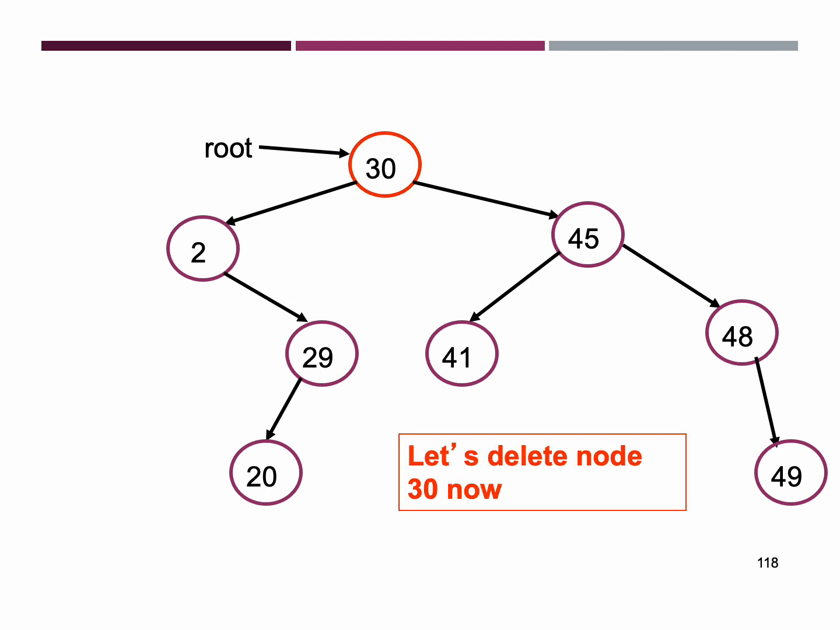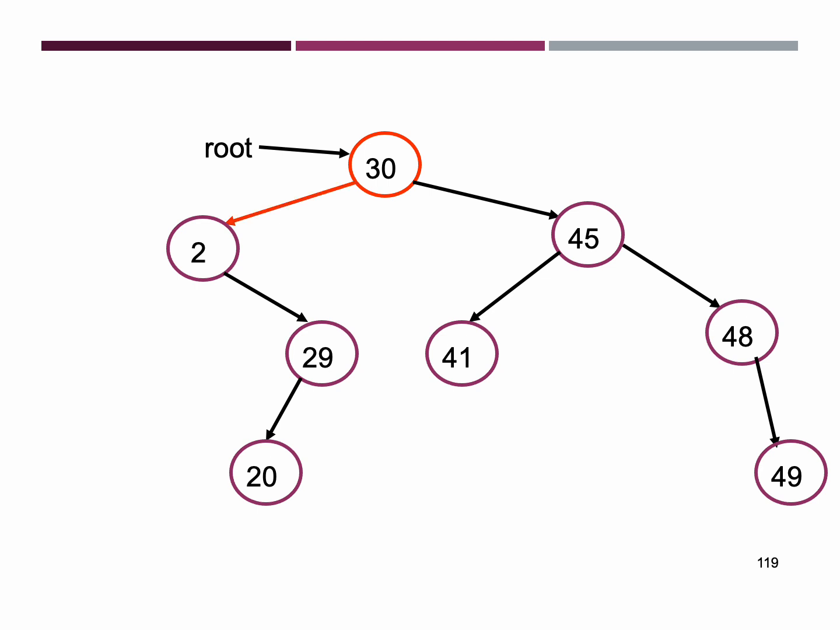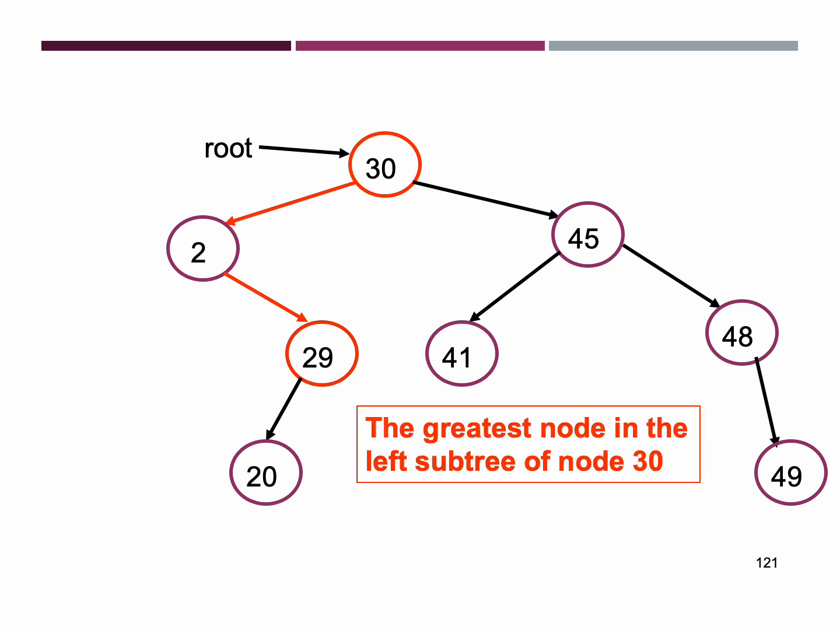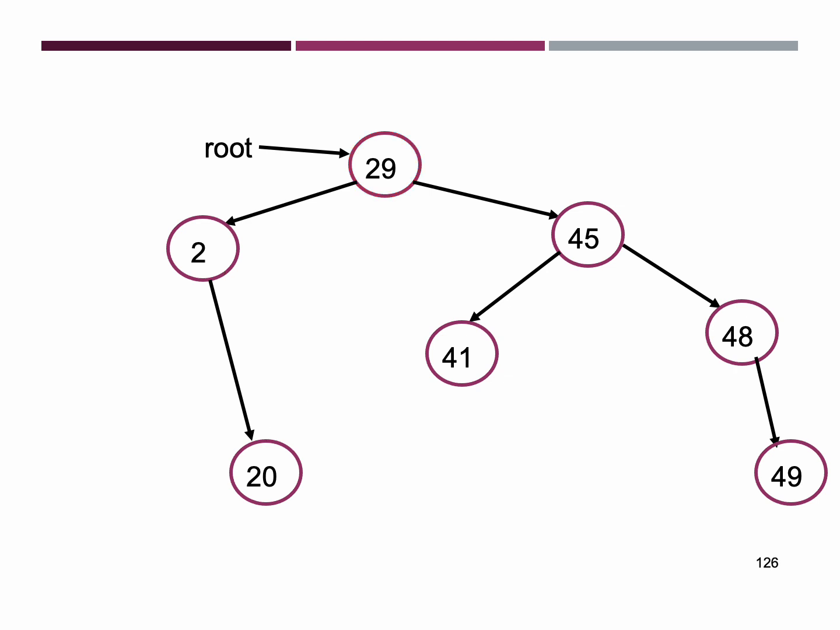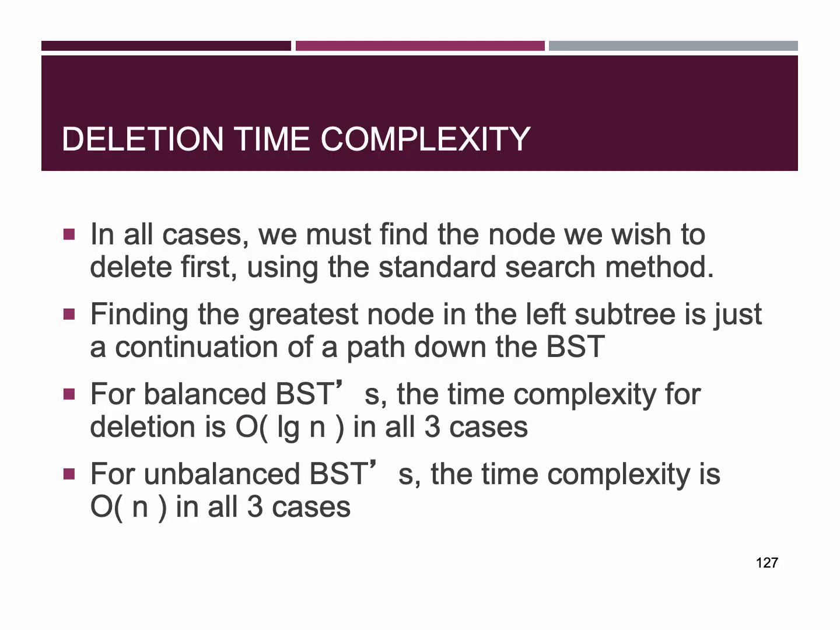So let's delete node 30 now. We'll do the same thing. We'll go left, then we'll go right, and then there's no other right. The greatest node in the left subtree of node 30 is 29. So we'll copy this again, and this time the lower red node has one child, which is 20. To delete it, we use case 2 deletion, placing 20 under 2. So it's deleted.